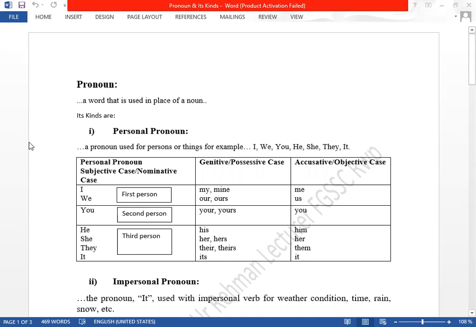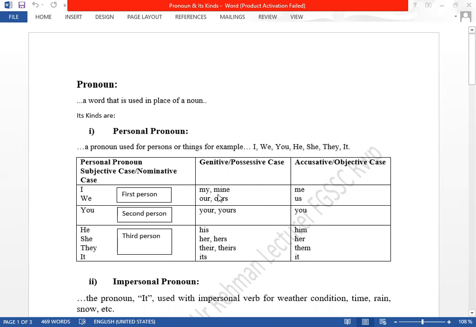The number one is called subjective case or nominative case, that is called that we used as a subject. Therefore, it is called a subjective case. I, we, they are called first person, you, second person, and he, she, they, and it. They are called third person. Then we come towards genitive or possessive cases of first, second, and third persons. Then we come towards objective or accusative cases of first, second, and third persons.